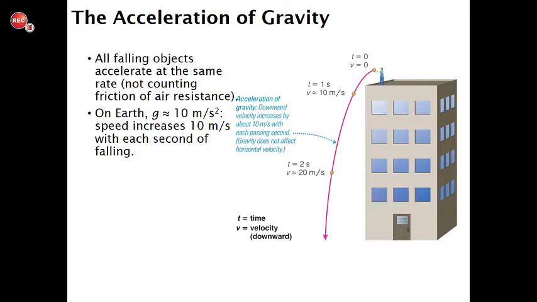Right? So on Earth, things fall due to gravity, and that gravity acceleration is about 10 meters per second squared. So if you drop something off a building, 1 second later it's going 10 meters per second. The next second, so 2 seconds later, it's increased by 10 meters a second. So now it's going 20 meters a second. And it'll continue to do that until it hits the ground.